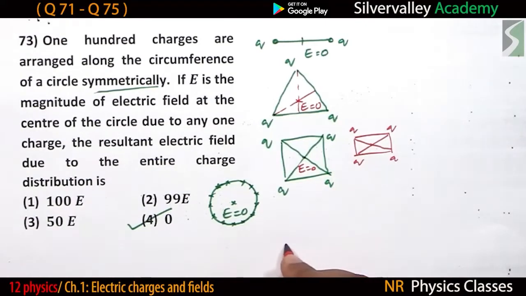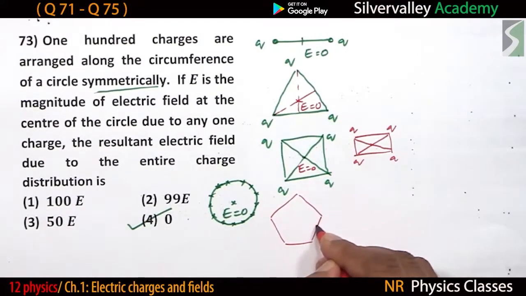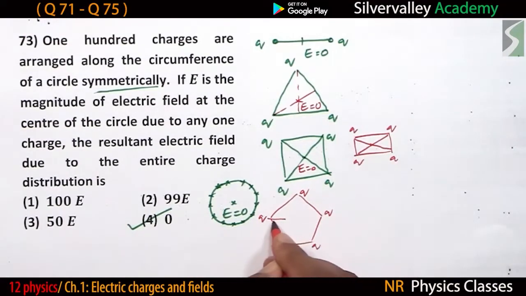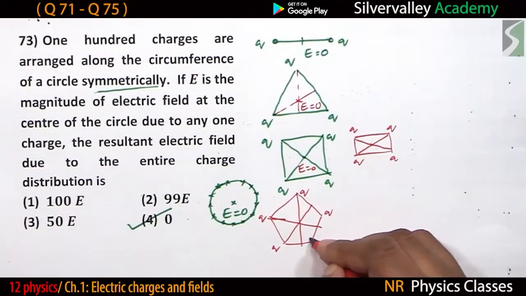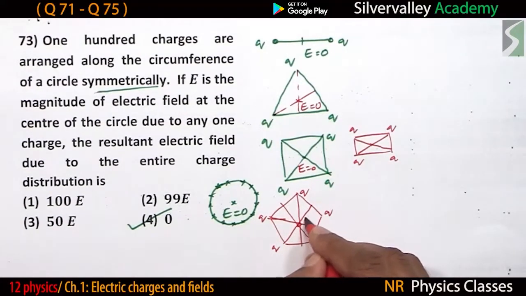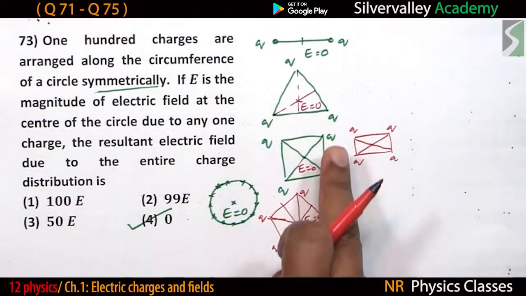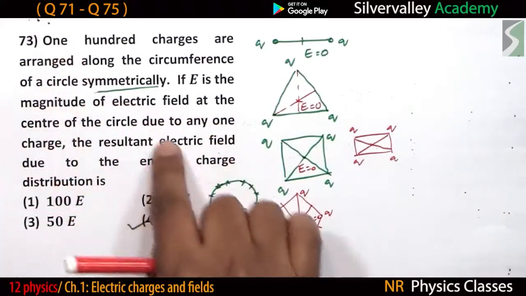If it is a pentagon, though the pentagon looks a little weird, then also because of uniform charge distribution, the electric field at the center is 0. So for any symmetric charge distribution, the electric field at the center is 0. That is why 0.